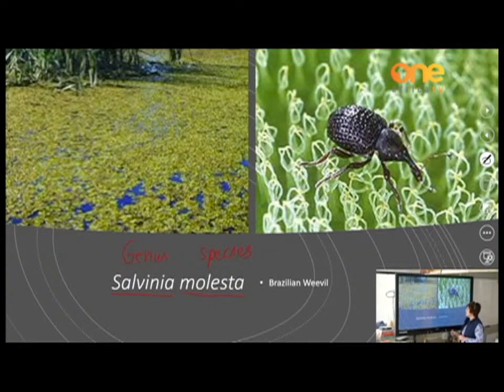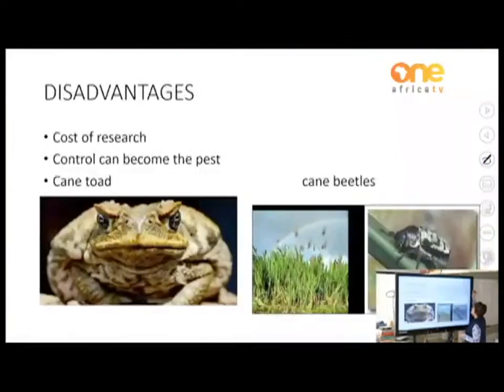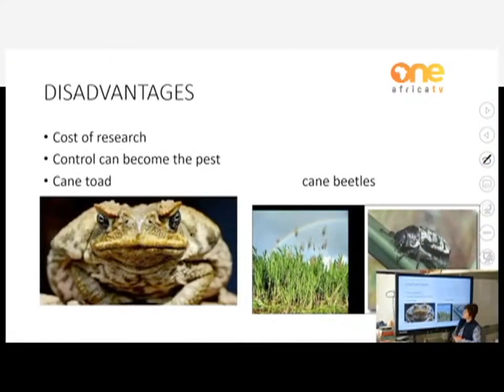They got the Brazilian weevil. It is native from South America. And this one comes in and it eats the water salad. But actually what they do is their larvae is making tunnels in the xylem and phloem of the water salad. And by doing that, they can control the numbers of the water salad.